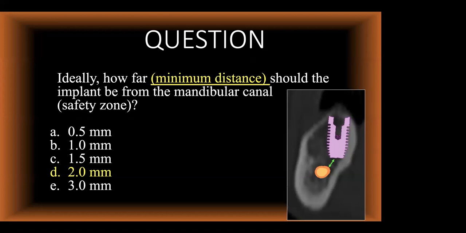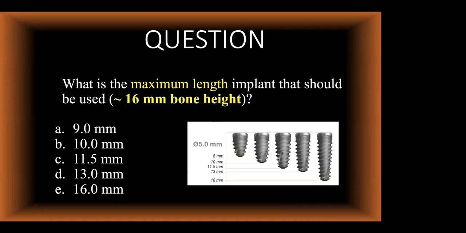Secondly, you can get a thermal necrosis. You can actually cause a hematoma, et cetera, that will really complicate and possibly end up with a neurosensory impairment. So staying 2 millimeters away has been shown to be an adequate space to prevent any complications.